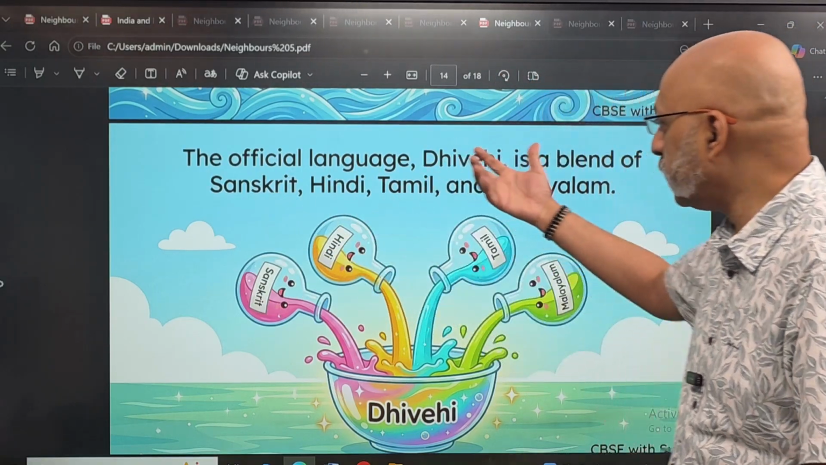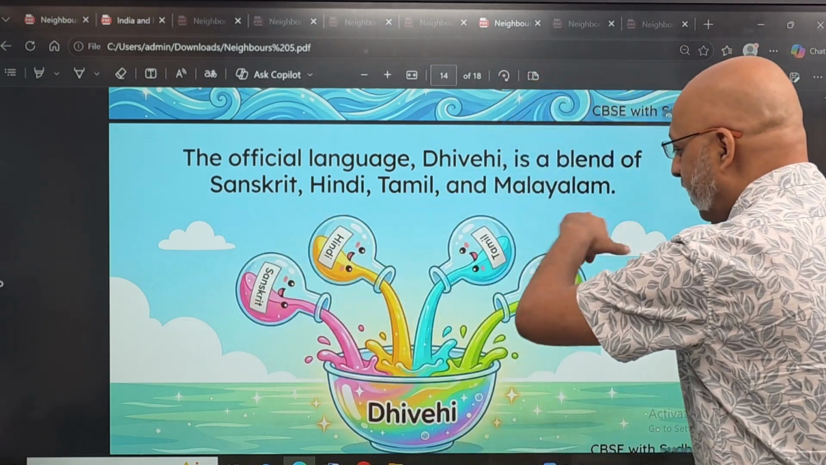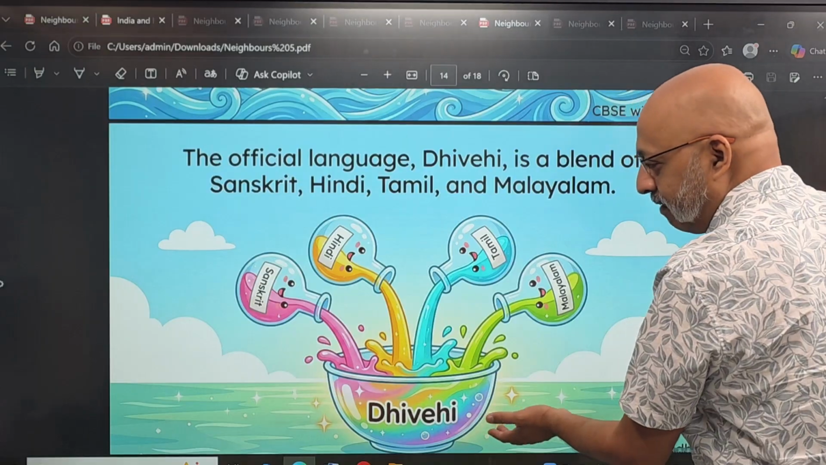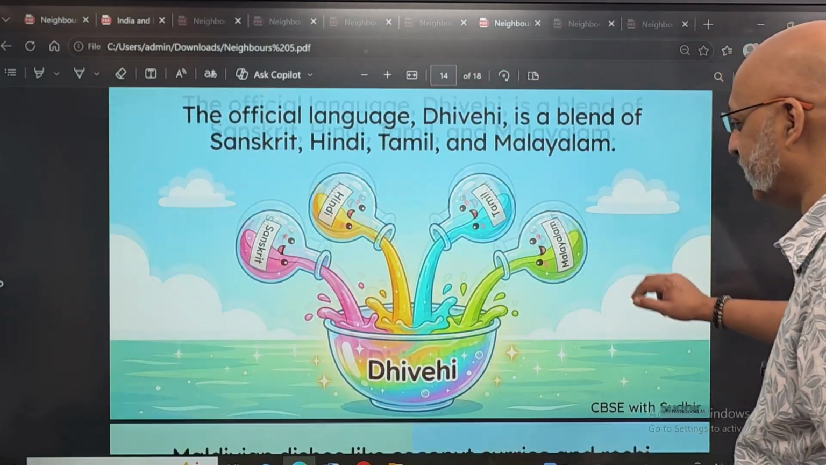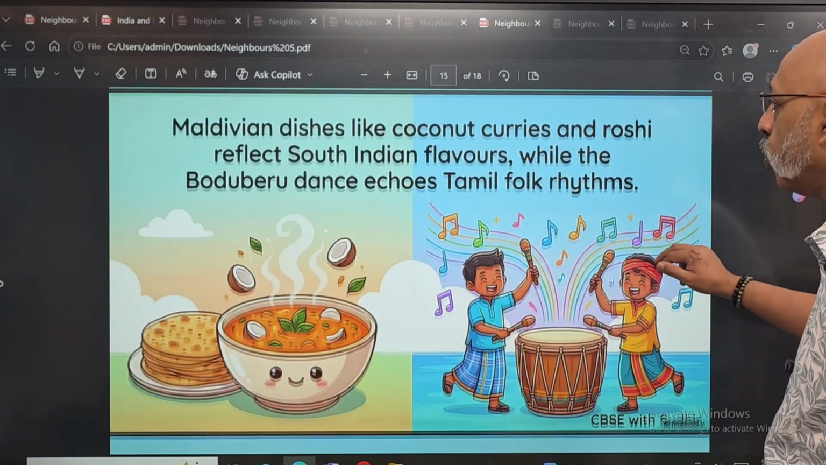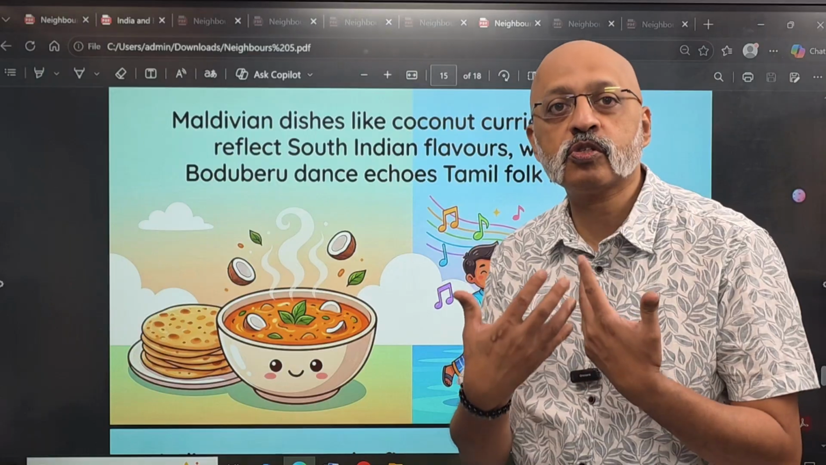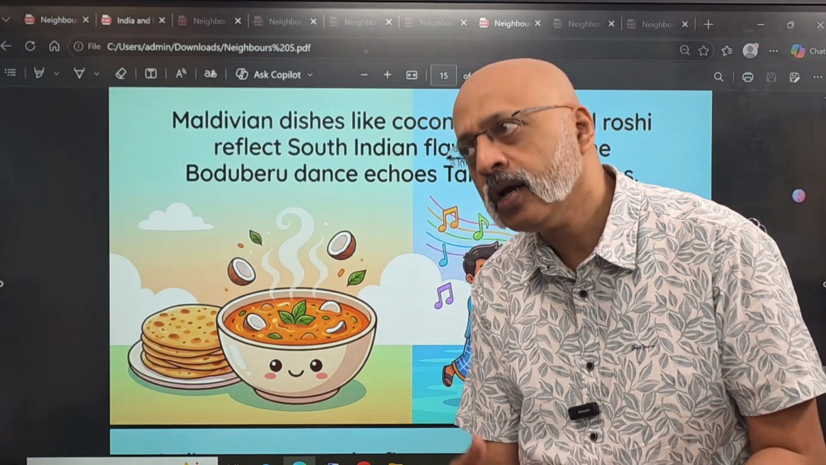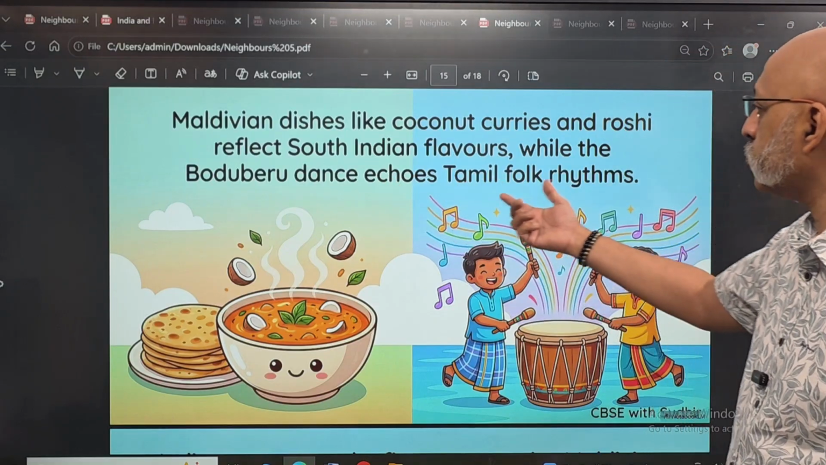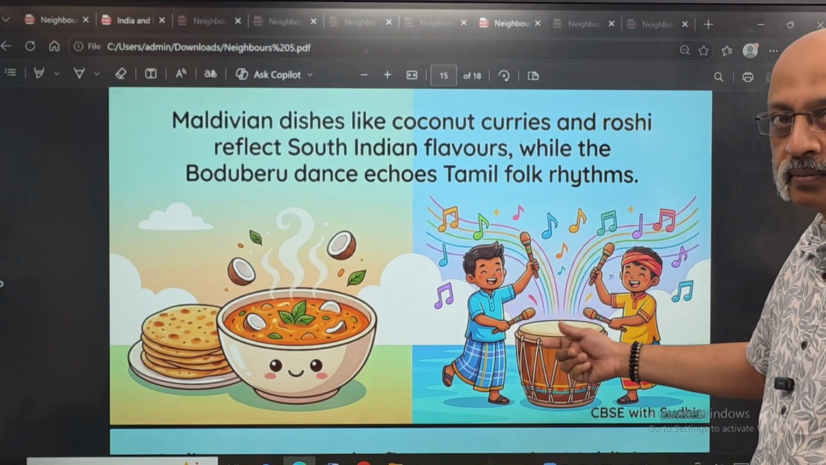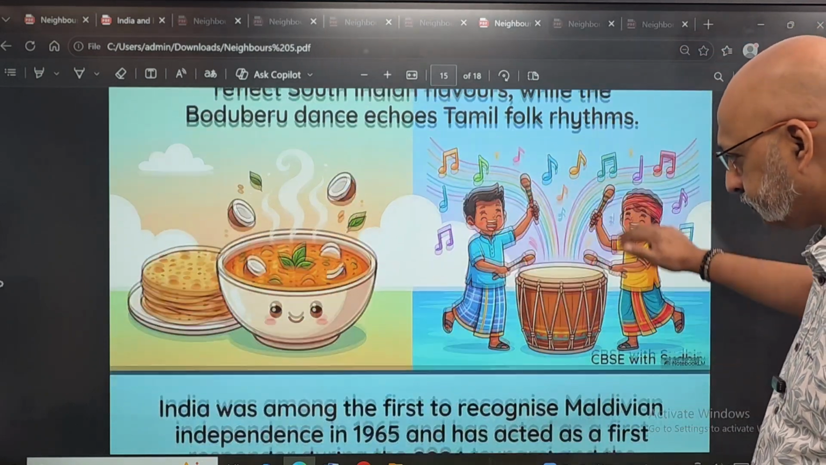So you have this particular language which combines Sanskrit, Hindi, Tamil, and Malayalam to form Divehi, right? Isn't it a beautiful and a very interesting kind of an illustration? Then Maldivian dishes like coconut curries and roshi reflect South Indian flavor. Coconut is something which is used a lot in Kerala cuisine, to an extent also Tamil Nadu cuisine, while the Bodu berry dance echoes Tamil folk rhythms. It will have a lot of the Tamil kind of beats to it.